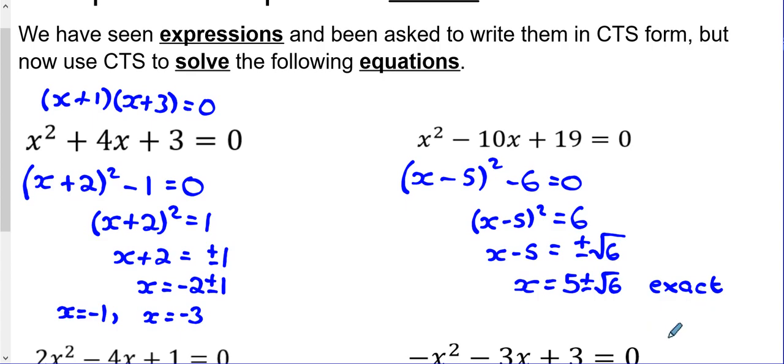If surds are involved, we want to keep them exact, so we leave them as surds. Or it could ask you to work this out to two decimal places or 3 significant figures. So you'd have to do that in your calculator. 5 add root 6, write down your answer and round it. 5 take root 6, write down the rounded answer.